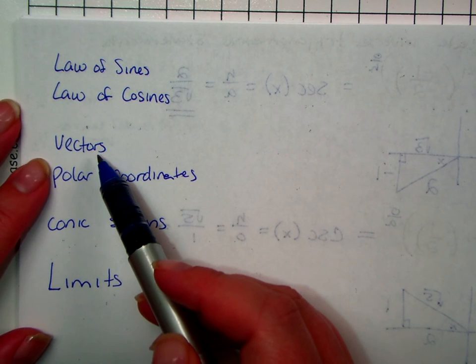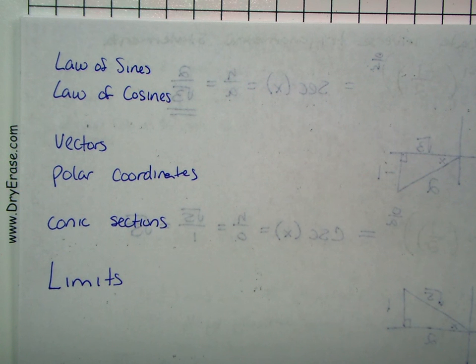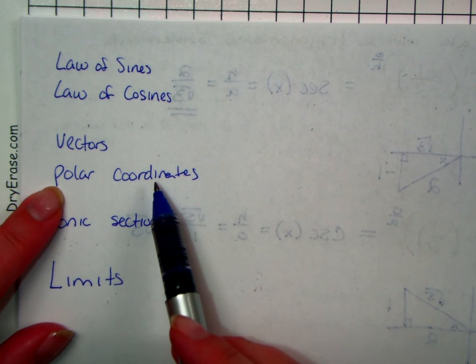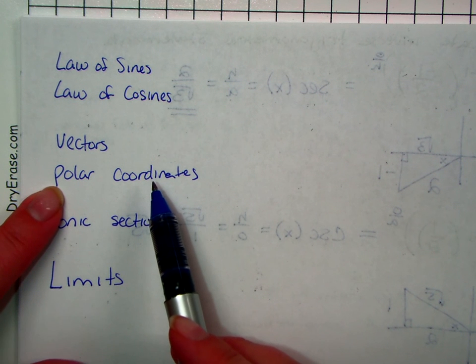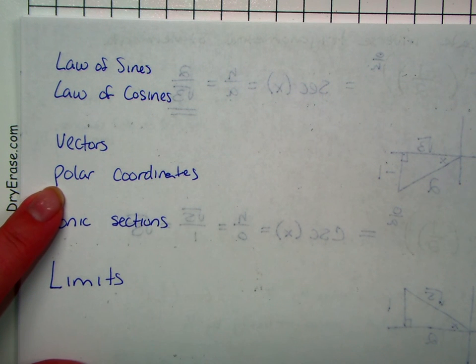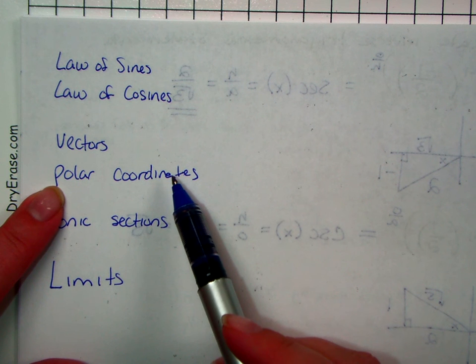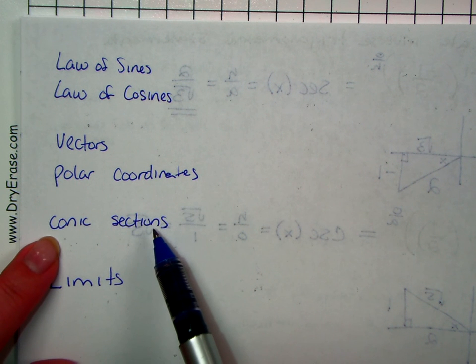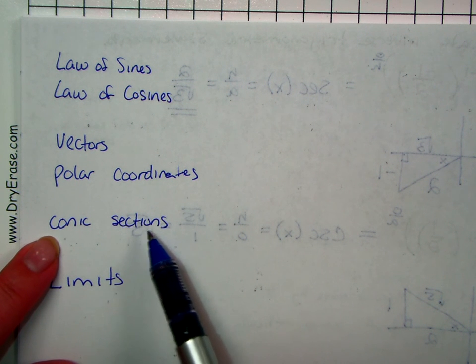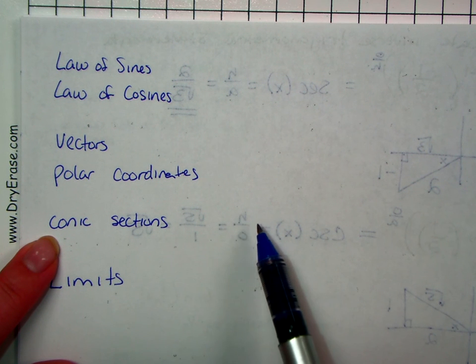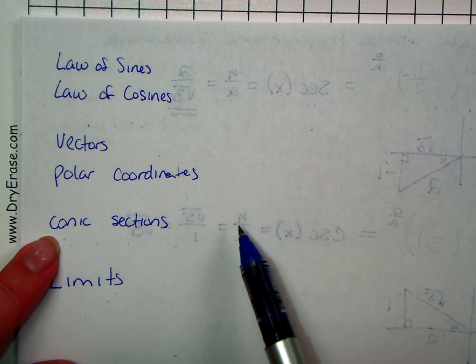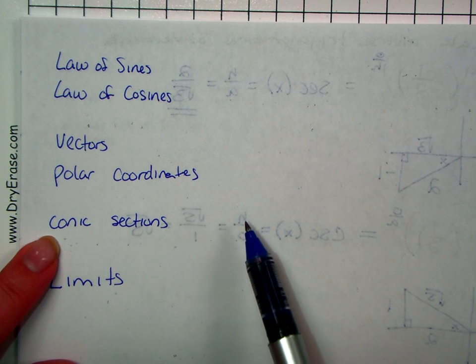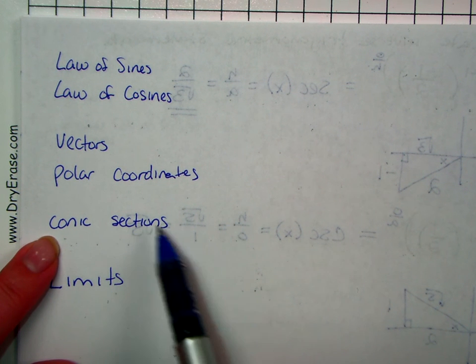Okay, vectors, you're adding, subtracting, multiplying, dividing, or finding the angle between two vectors. The polar coordinates, you're going to be plotting polar coordinates and writing those polar coordinates in rectangular coordinates. So make sure you can do that. The conic section questions are just identifying which conic section it is. I'm going to give you an equation, and you're going to state whether it's a circle, an ellipse, hyperbola, or a parabola. So make sure you can do that.